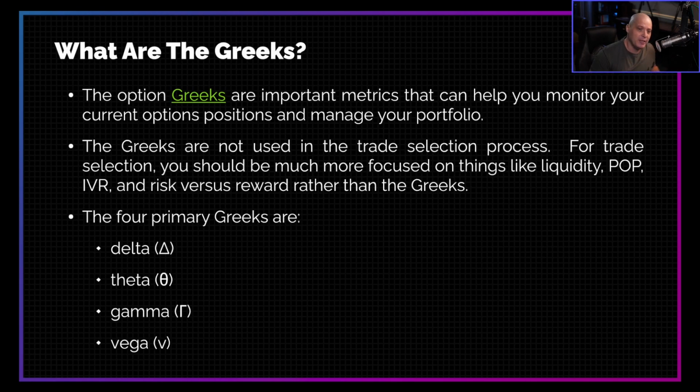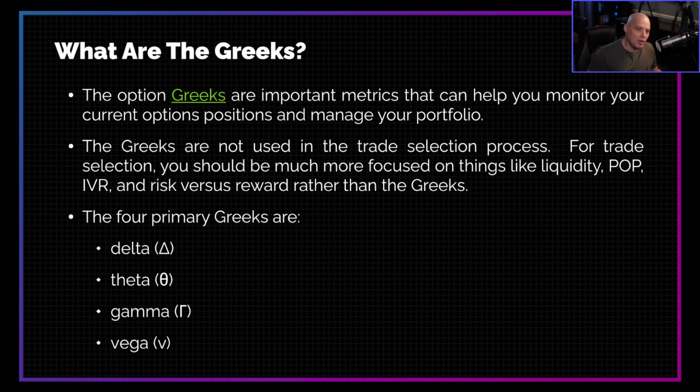Now, I mentioned that the Greeks are used to help you manage your current options positions. The Greeks are not really used in trade selection, right? The Greeks don't determine whether you open a new trade or not. The Greeks are mainly used in monitoring positions you already have put on, because what the Greeks do is tell you how that position you already have on is doing, whether it's working for you or not, whether things are going well or going poorly for that current position.